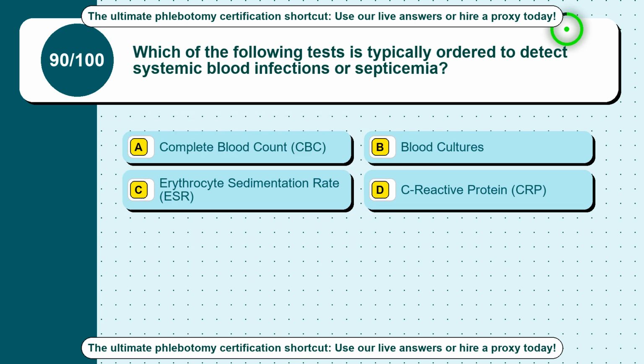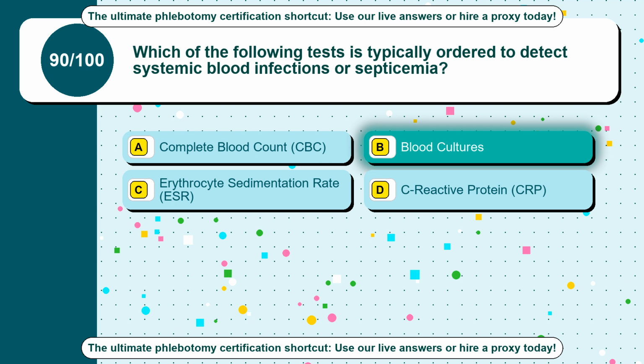Question 90. Which of the following tests is typically ordered to detect systemic blood infections or septicemia? Option A, complete blood count, CBC. Option B, blood cultures. Option C, erythrocyte sedimentation rate, ESR. Option D, C-reactive protein, CRP. The correct answer is option B, blood cultures.